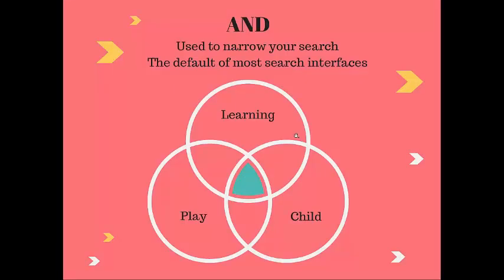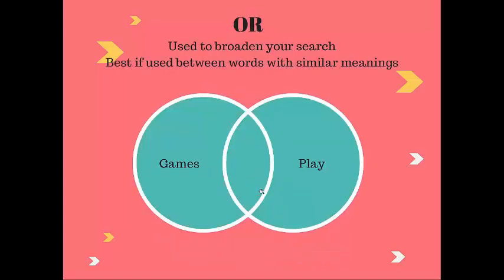AND is used to narrow your search and is the default for most search interfaces. So when you combine your keywords with AND, let's say our keywords are learning, play, and child, this little green part here shows the results we're going to get back. Those are only the results that have all three key terms in them. So AND is used to narrow.